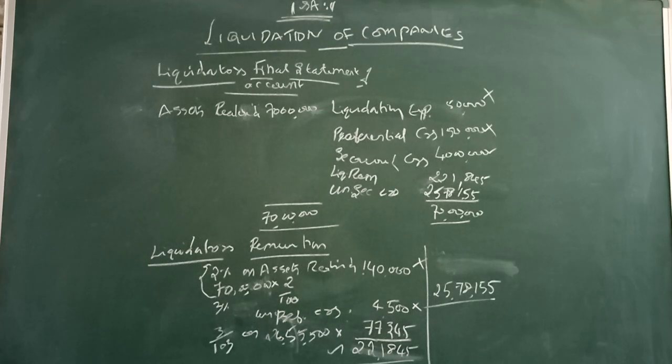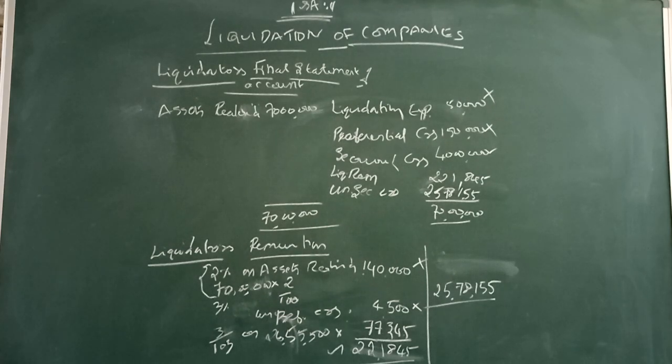For that process, he is eligible for getting remuneration in the form of a percentage of commission in two ways. One is based on the assets realized, and another is on the payment made to the unsecured creditors, preferential creditors, secured creditors. In general, on all the amounts paid to the creditors, the liquidator is also eligible for getting the commission.